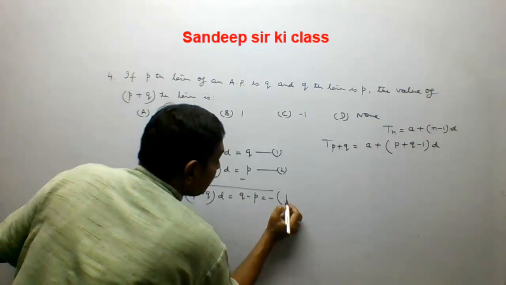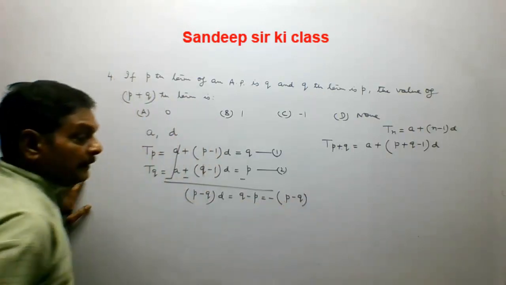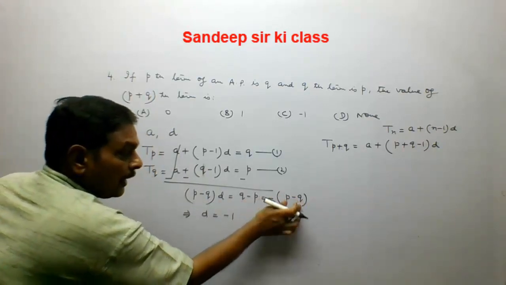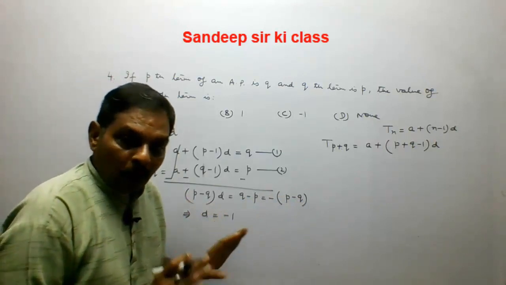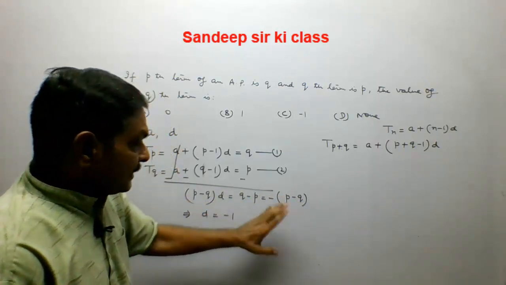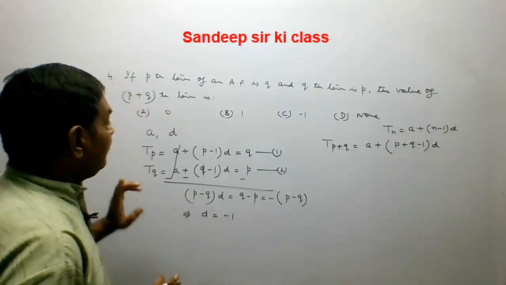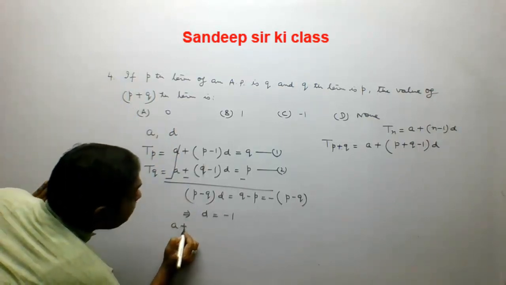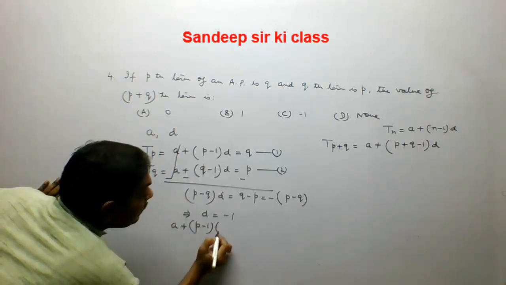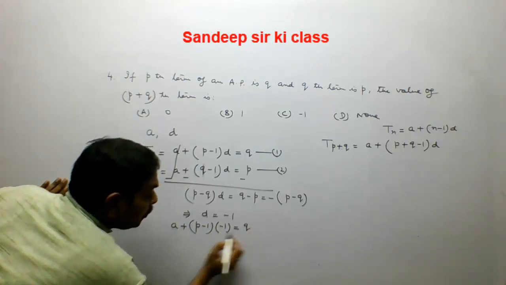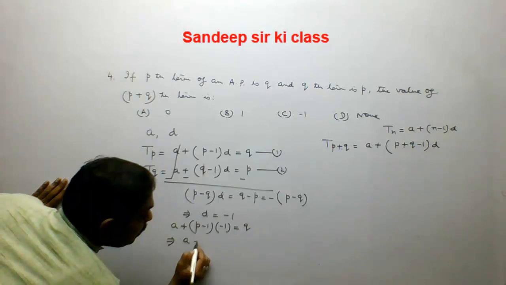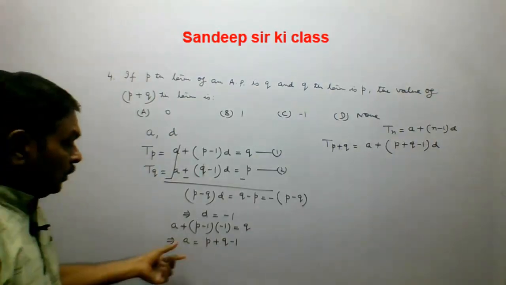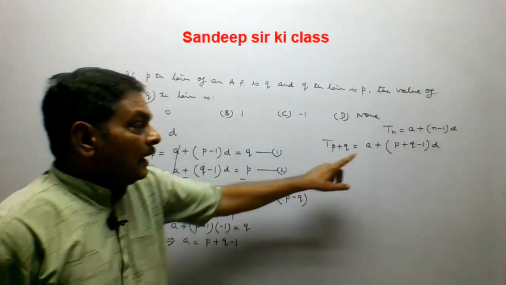Minus can be taken common, so it will be minus into the bracket (p minus q). This gives us d is equal to minus 1, because (p minus q) and (p minus q) are cancelled. p and q are not equal, so they can be cancelled. We obtain d is equal to minus 1. Now d is equal to minus 1, I put in equation 1. So I obtain a plus (p minus 1) into minus 1 is equal to q. This gives us a is equal to p plus q minus 1.